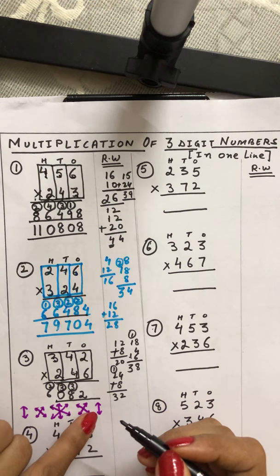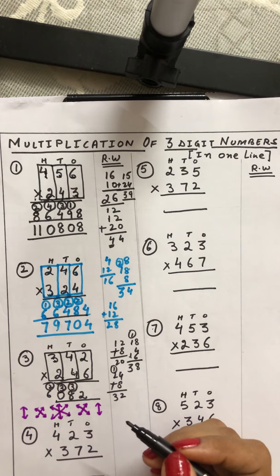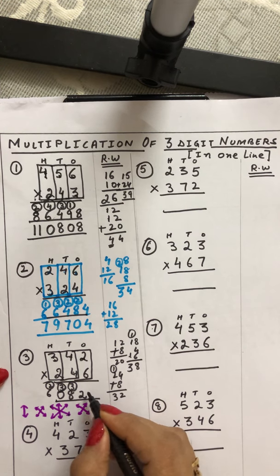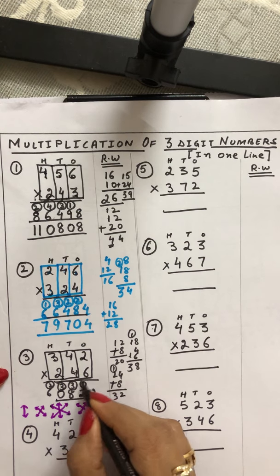Now this is over and the last step is to multiply them vertically. Vertically these 6 and 2, 6 2s are 12. In 12, 2 comes here, 1 goes as a carryover.